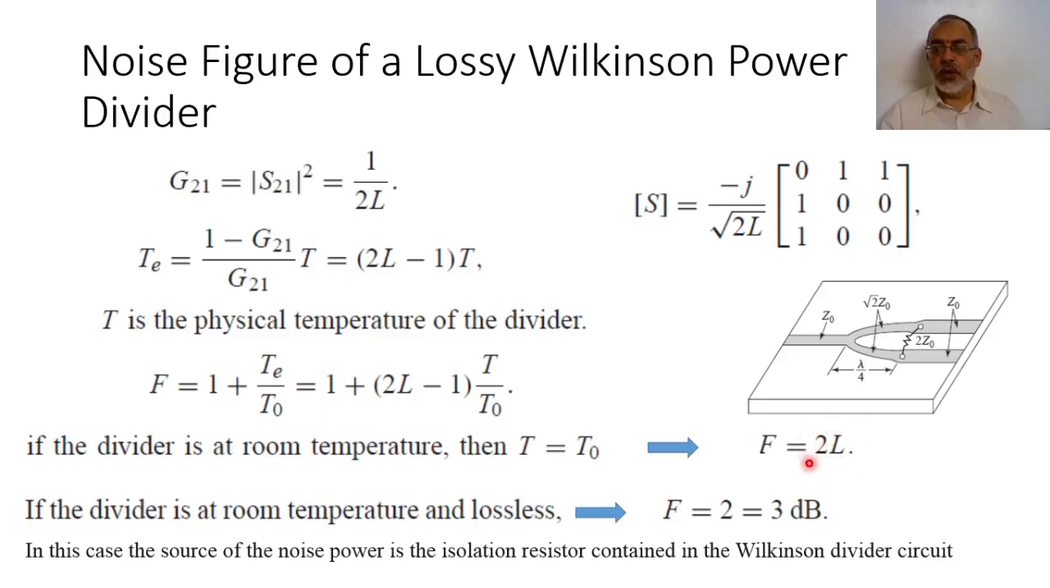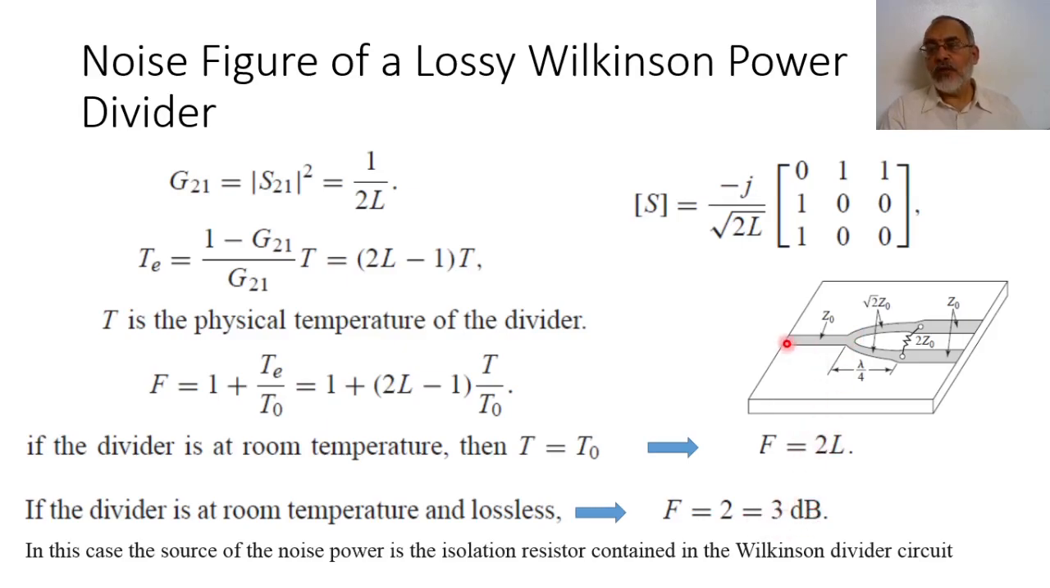If there is no attenuation inside the Wilkinson power divider, the value of L would be unity. And in this case, the noise figure of the Wilkinson power divider would be simply 2. In terms of dB, it would be simply 3 dB. And this is actually the physical noise, because of the attenuation due to the shunt resistance, because the shunt resistance absorbs half the power. So effectively, the ideal Wilkinson power divider without any losses has an attenuation of 3 dB. And as I said, if I have an attenuation of 3 dB, it means that the noise figure would be 3 dB. This is exactly the same thing.